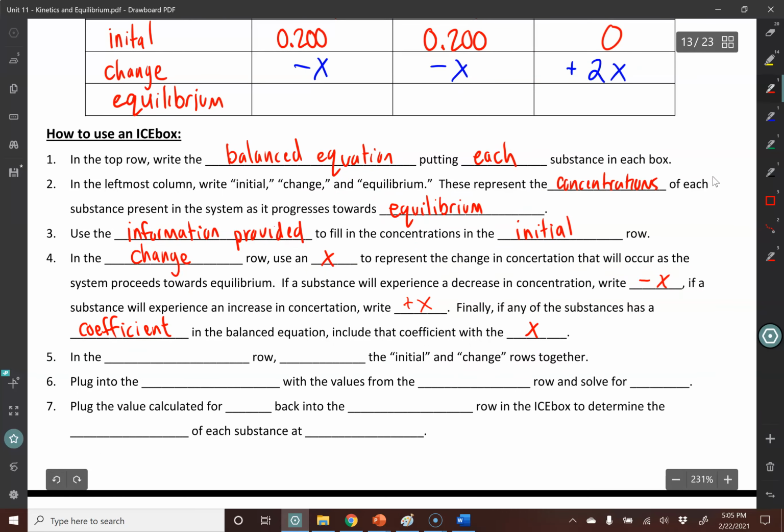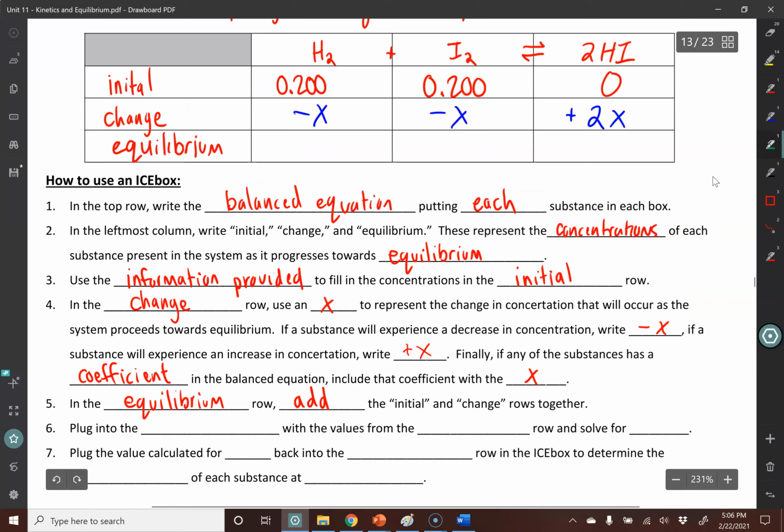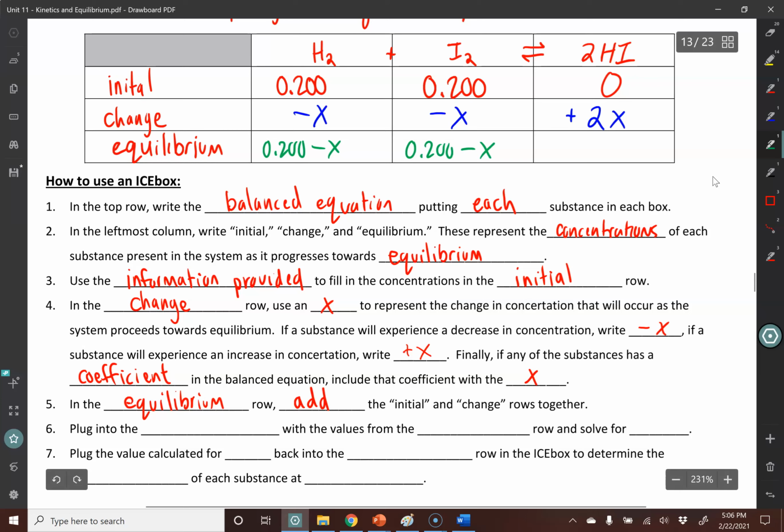All right. Now finally, in the equilibrium row, we're going to really just add or combine the initial and the change rows together. So different color again. I basically have 0.200 minus x for hydrogen at equilibrium, at the same concentration for iodine at equilibrium. And then HI should be 2x. 0 plus 2x is, of course, just 2x. All right, so this is kind of the use of the ICE box.